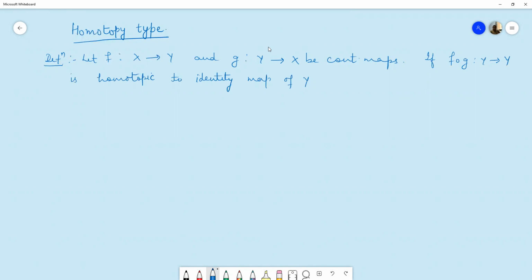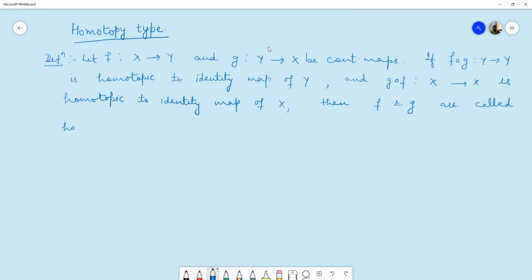So if f circle g is homotopic to identity map of Y and g circle f is homotopic to identity mapping of X, then f and g are called homotopy equivalences, and each of f and g is called homotopy inverse of the other.